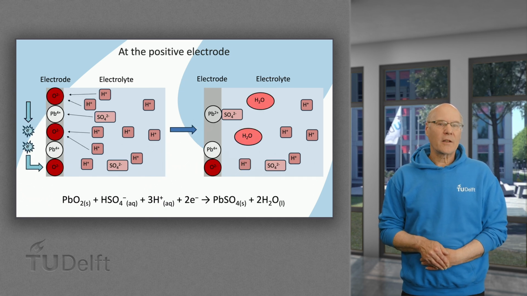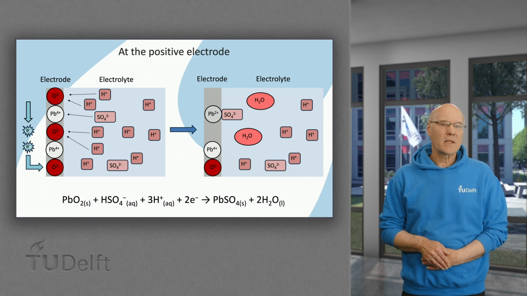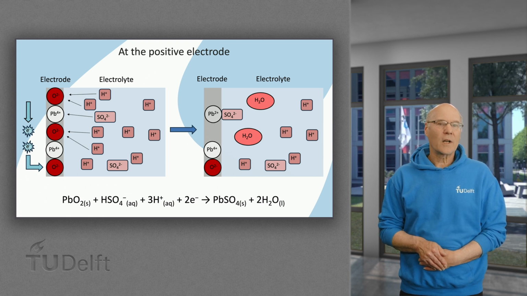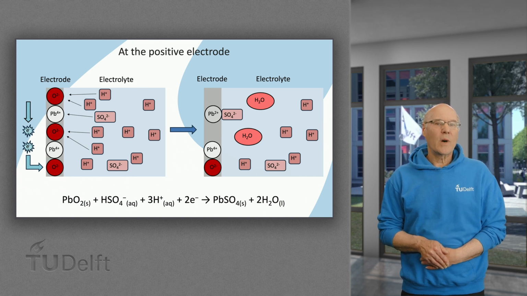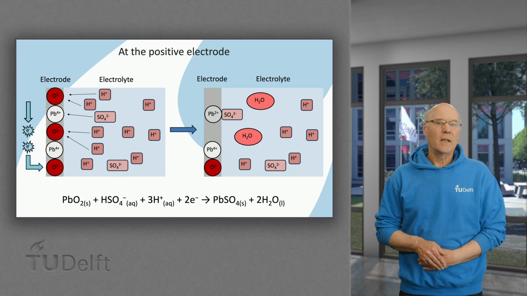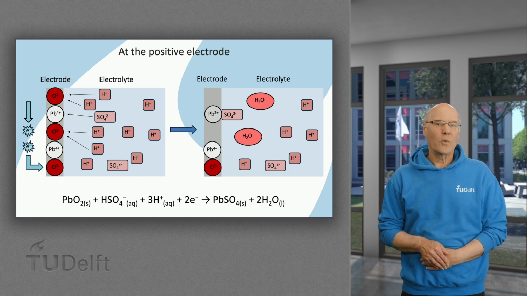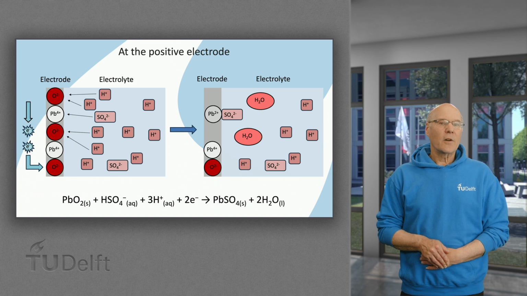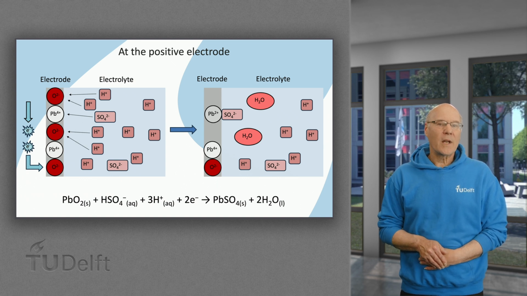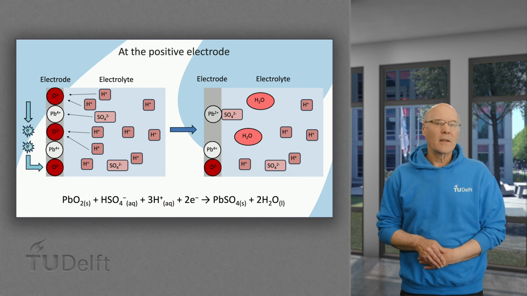At the positive electrode, a similar kind of reaction occurs. Here lead oxide is being reduced to lead sulfate, and here too sulfate ions need to migrate towards the electrode, leading to similar issues with respect to lead sulfate growth. This growth all depends on the migration kinetics and the rate of the reactions, something we will see later on too.